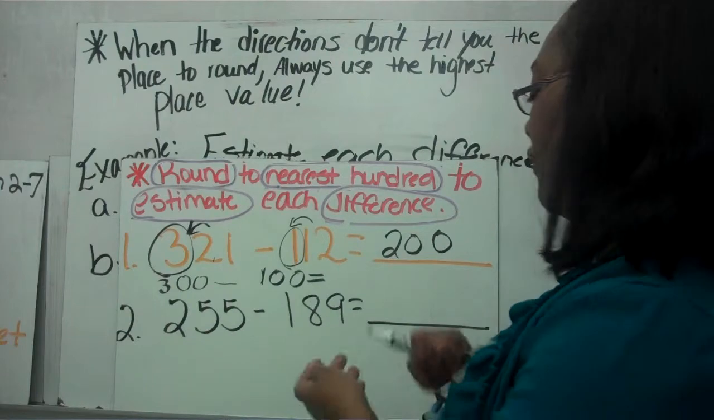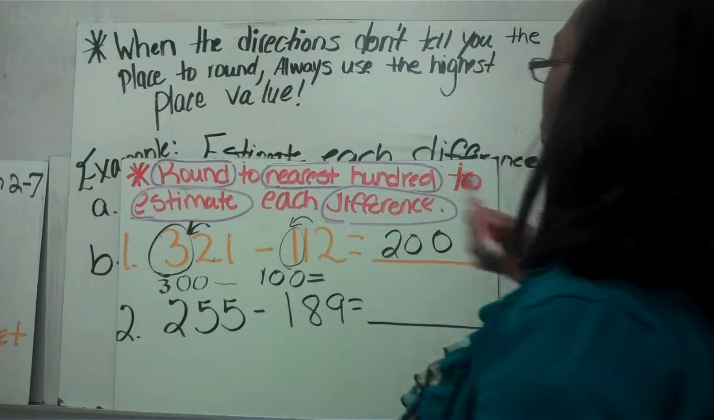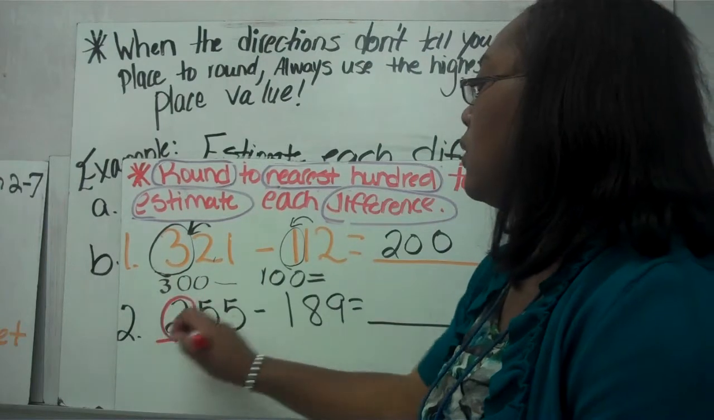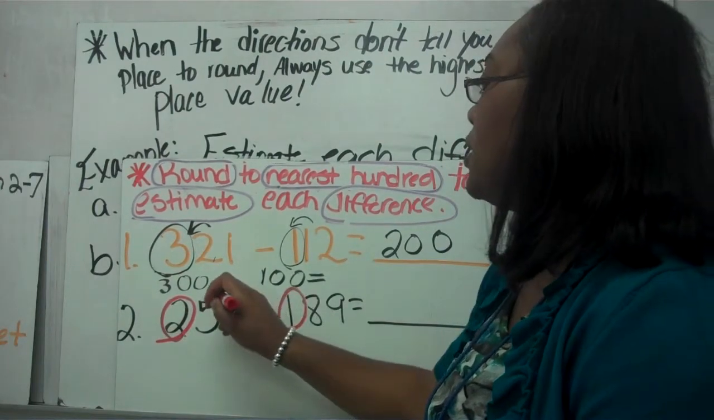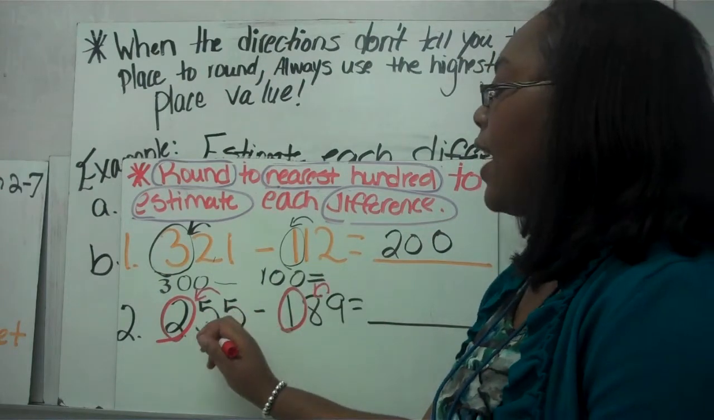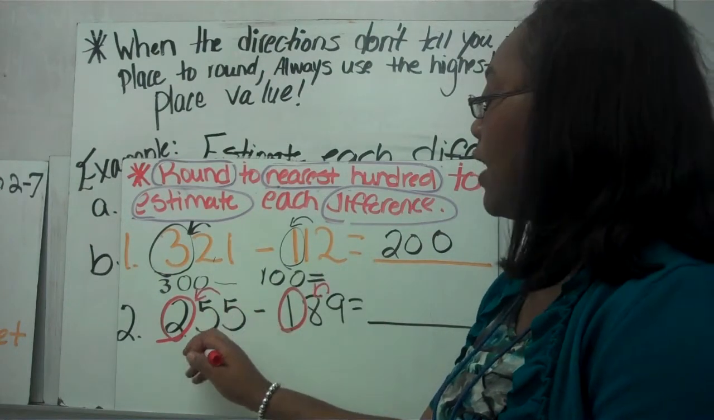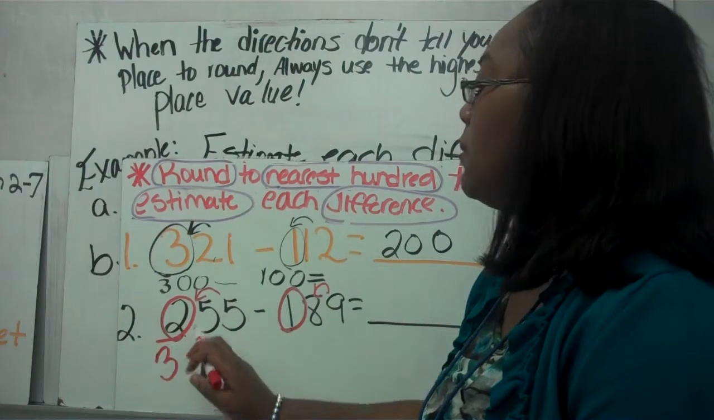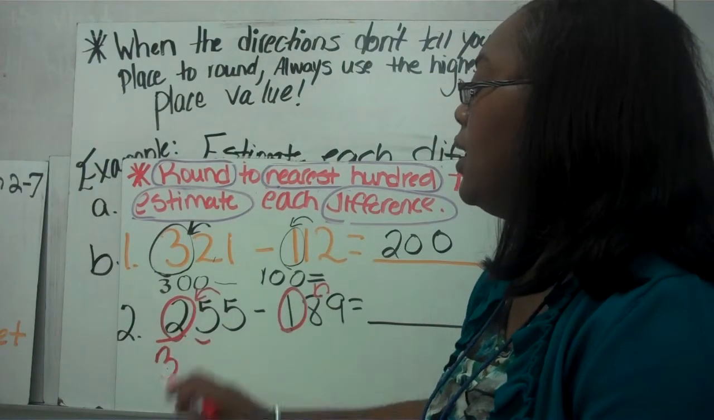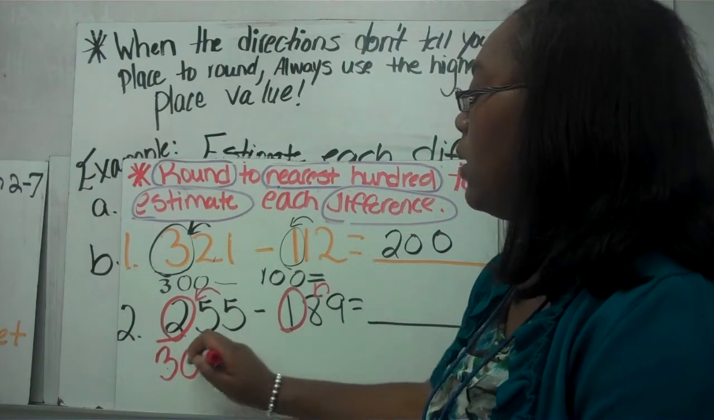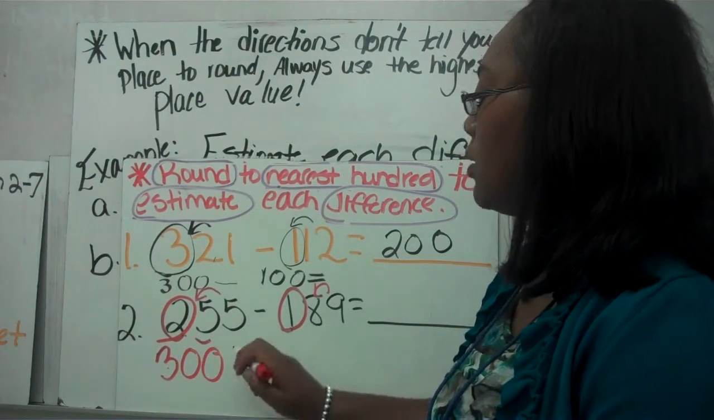All right, 255 minus 189. Remember, we're rounding to the nearest hundred, so I'm going to circle my hundreds place. And my number to the right is going to tell me what to do. Okay? 5 or more, let it soar. So I have a 5 here. So that means this 2 is going to soar up to a 3. Now I've got 2 numbers behind the place I'm rounding. So I need 2 zeros.